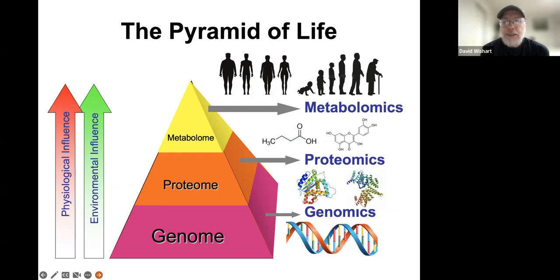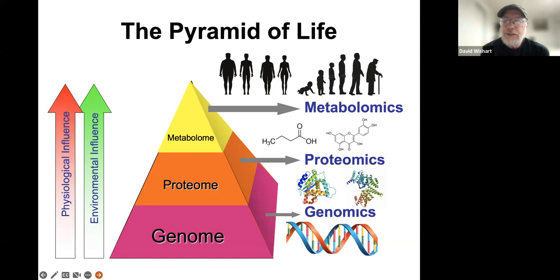As you climb up the pyramid, there's an interesting trend. The influence of environment and physiology grows as you go up the pyramid. So the genome is inert. What you eat or drink or breathe doesn't change your genome, but what you eat, drink, or breathe does change your metabolome, sometimes on the order of seconds or minutes. Likewise, the genome in your heart and the genome in your brain and the genome in your skin is no different. But the metabolome in your heart, your brain, and your skin is profoundly different.